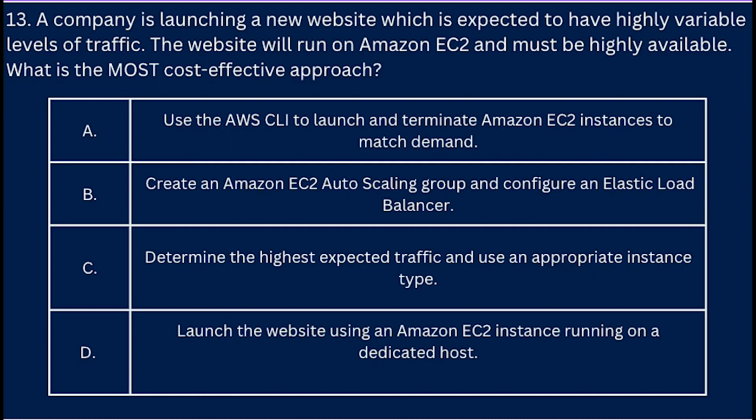A. Use the AWS CLI to launch and terminate Amazon EC2 instances to match demand. B. Create an Amazon EC2 auto-scaling group and configure an elastic load balancer. C. Determine the highest expected traffic and use an appropriate instance type. D. Launch the website using an Amazon EC2 instance running on a dedicated host.